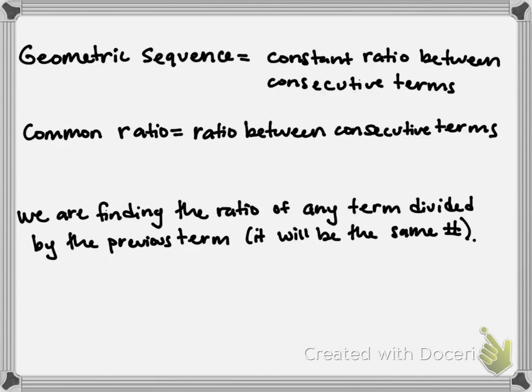Alright, so some review. A geometric sequence means there is a constant ratio between consecutive terms. So you are multiplying by something to get from one term to the next. The common ratio is the ratio between consecutive terms. So we're finding the ratio of any term divided by the previous term. It will be the same number. If it's not the same number, then the sequence is not geometric.